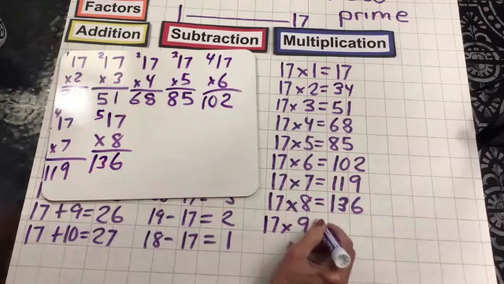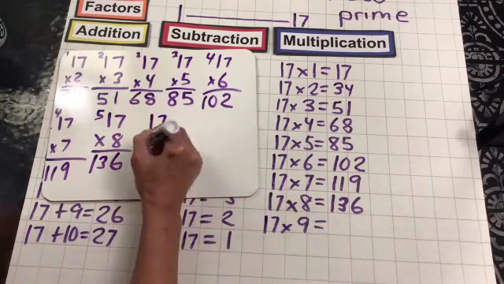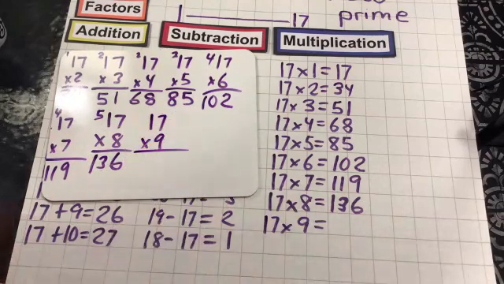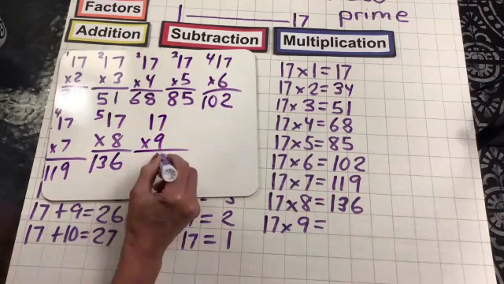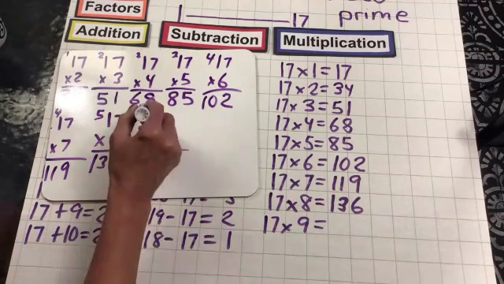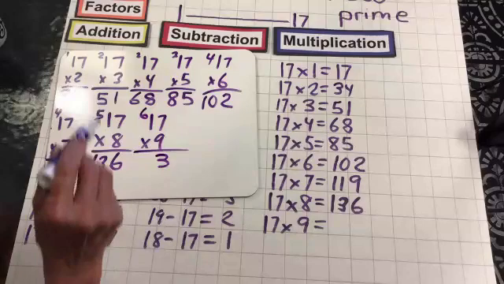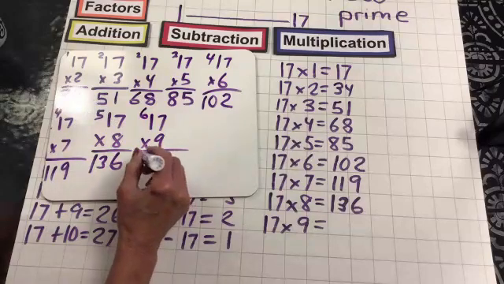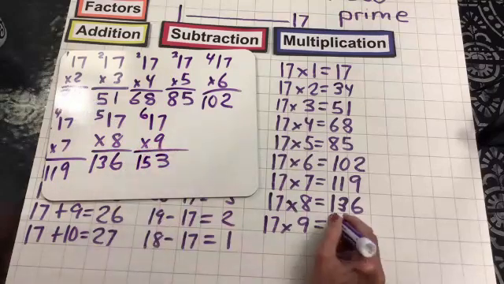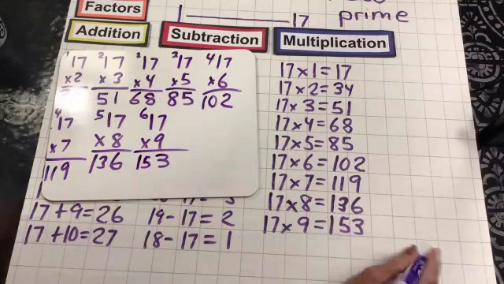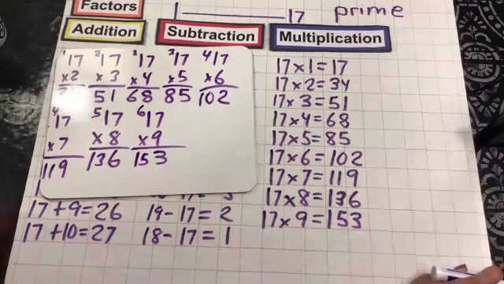17 times 9 is our next category. 9 times 7 is 63. We drop the 3, carry the 6. 9 times 1 is 9 plus 6 is 15. So it's 153. Everybody's getting all that down.